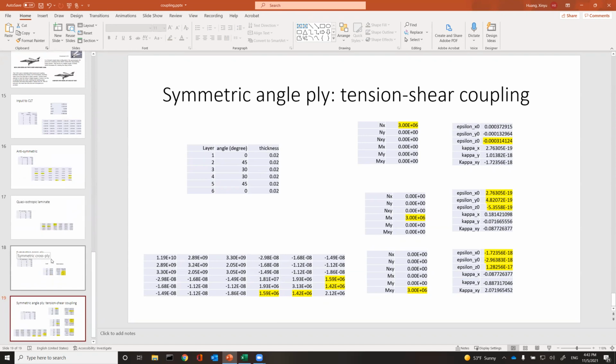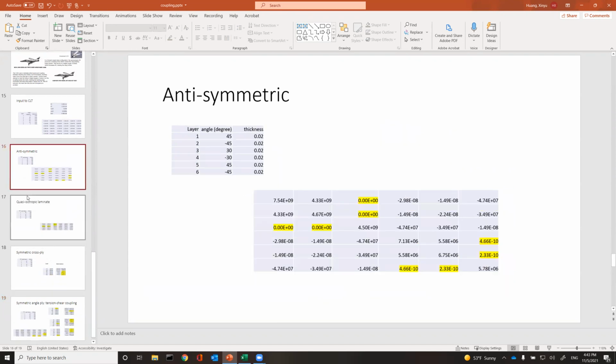All right, let's look at the anti-symmetric laminate again. Let's cook this out. I want to apply some load to the anti-symmetric. I'll go back to this case, anti-symmetric.